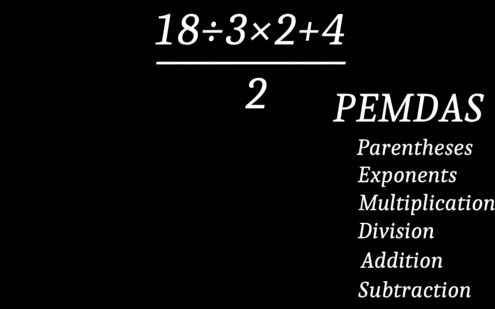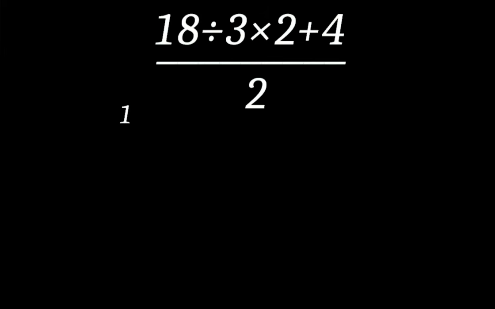First, we solve the entire numerator. 18 divided by 3 times 2 plus 4. In the numerator, we have division, multiplication, and addition. Division and multiplication have the same priority and are performed from left to right. We start. 18 divided by 3 gives 6.